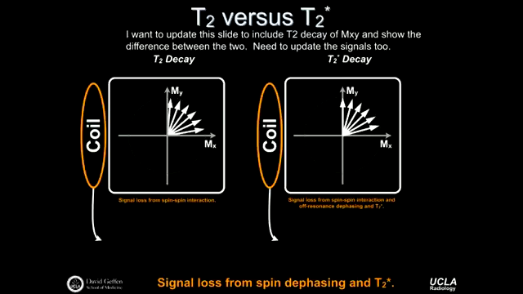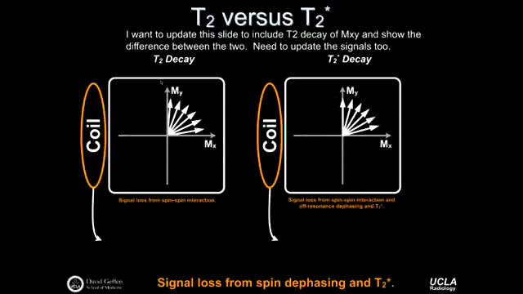The point is that on the left-hand side here, what I'm trying to show is T2 decay. We have a bunch of bulk magnetization vectors, and they're going to precess in the laboratory frame at the Larmor frequency. That signal can be picked up by my coil, and I'll read out some sinusoidal signal down here.